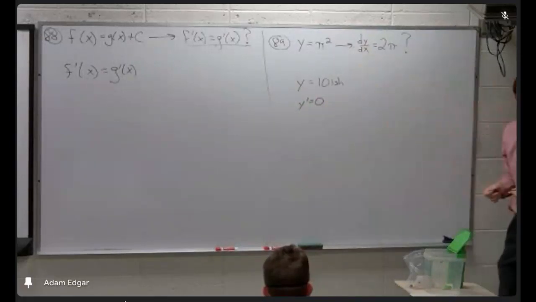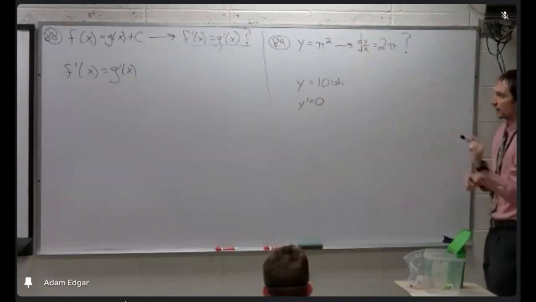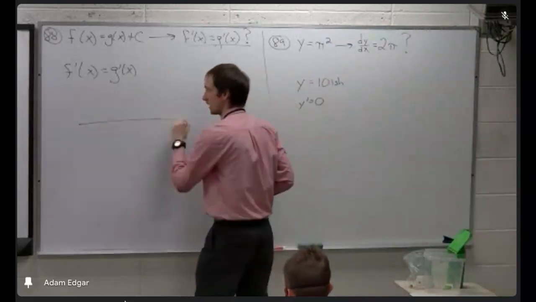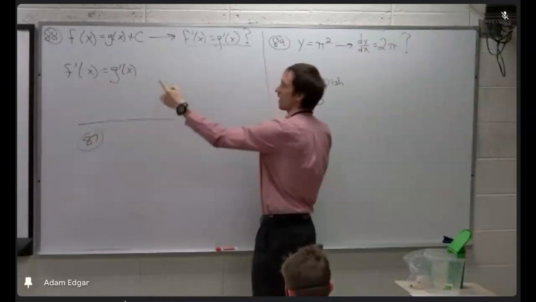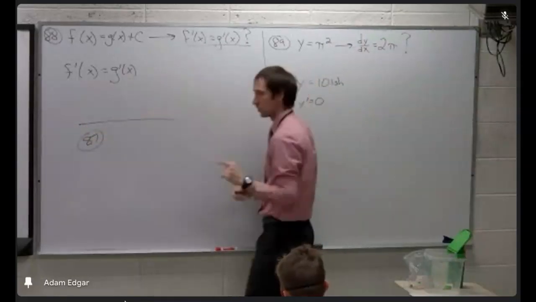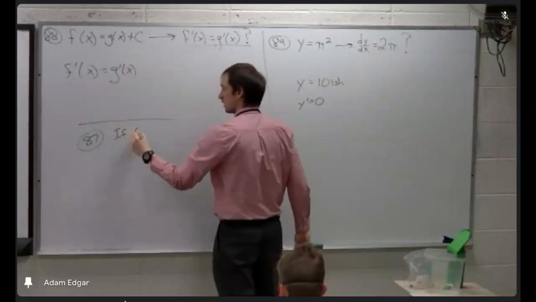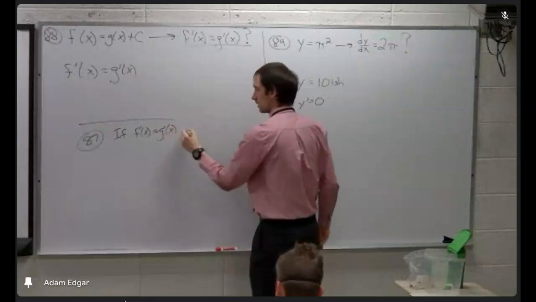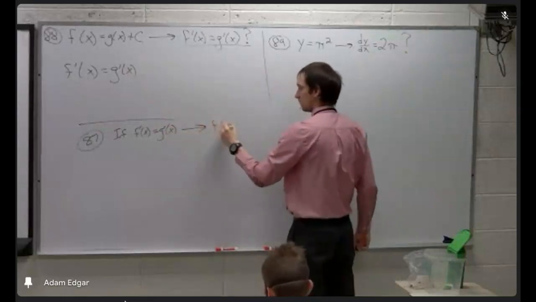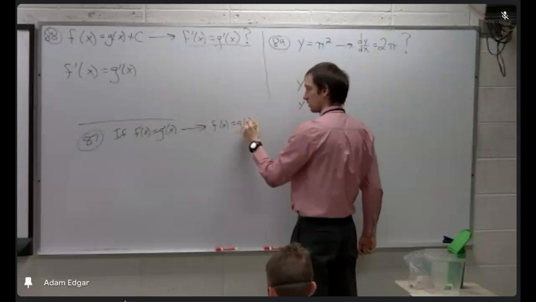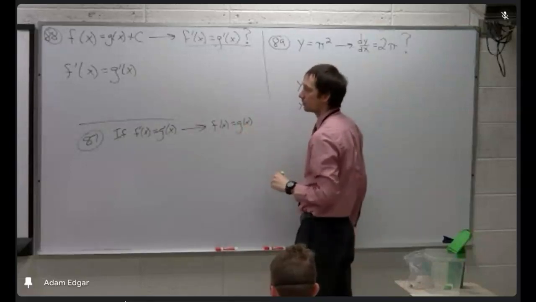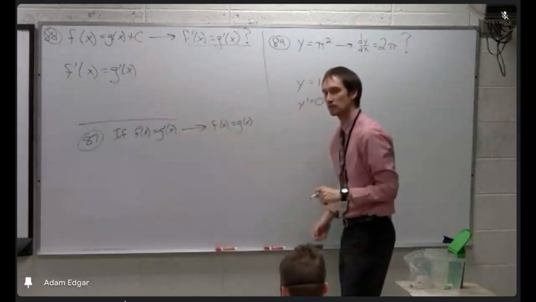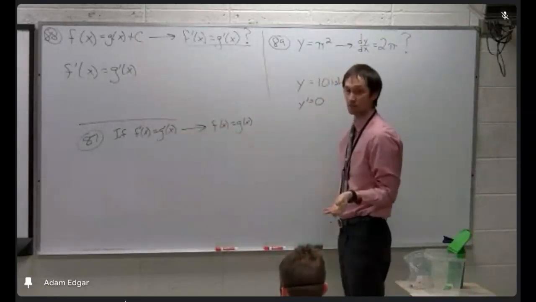Grace. I have a question about 88. Yeah. So if 88 is true, then how come 87 is false? That's a good question. So 87 kind of says the same thing but backwards. So 87 says if f prime of x equals g prime of x, then f of x equals g of x, right? Well, it has to be with a constant. But then the constant is just 0. But it doesn't have to be.